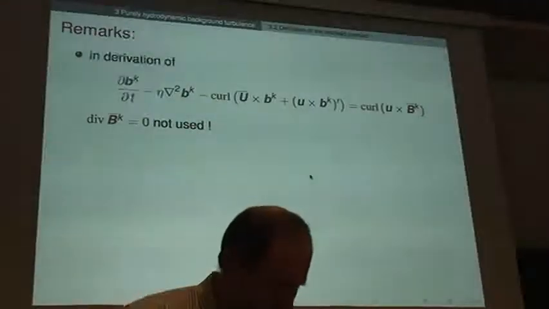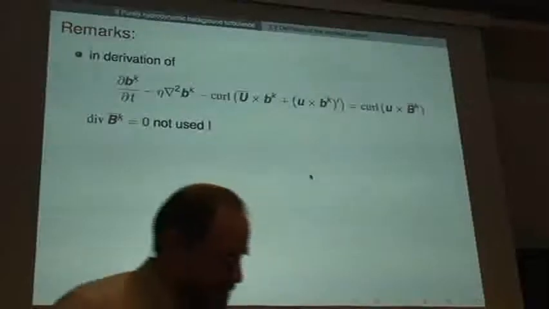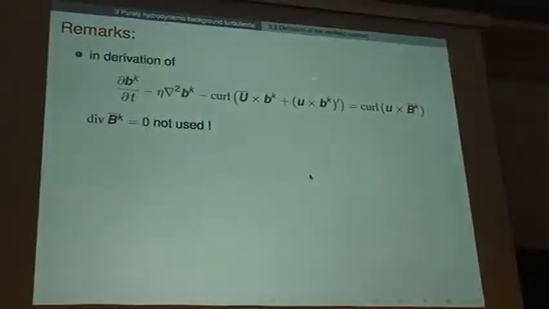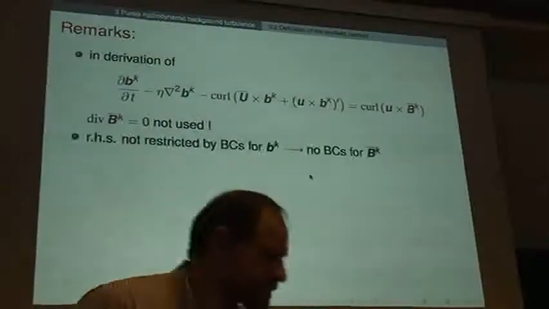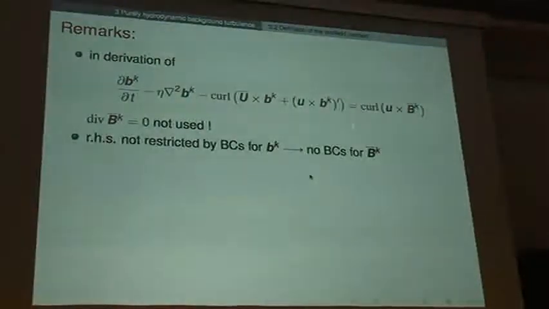Some remarks to that. I repeated the equation here, the test equation, we call it. In deriving this equation, the divergence freeness of the mean field was not used. So it seems to be not important to have this property really in the test field procedure. Then the right-hand side, as usual in partial differential equations, is not restricted by any boundary conditions at all. Boundary conditions restrict the solution, not the right-hand side.